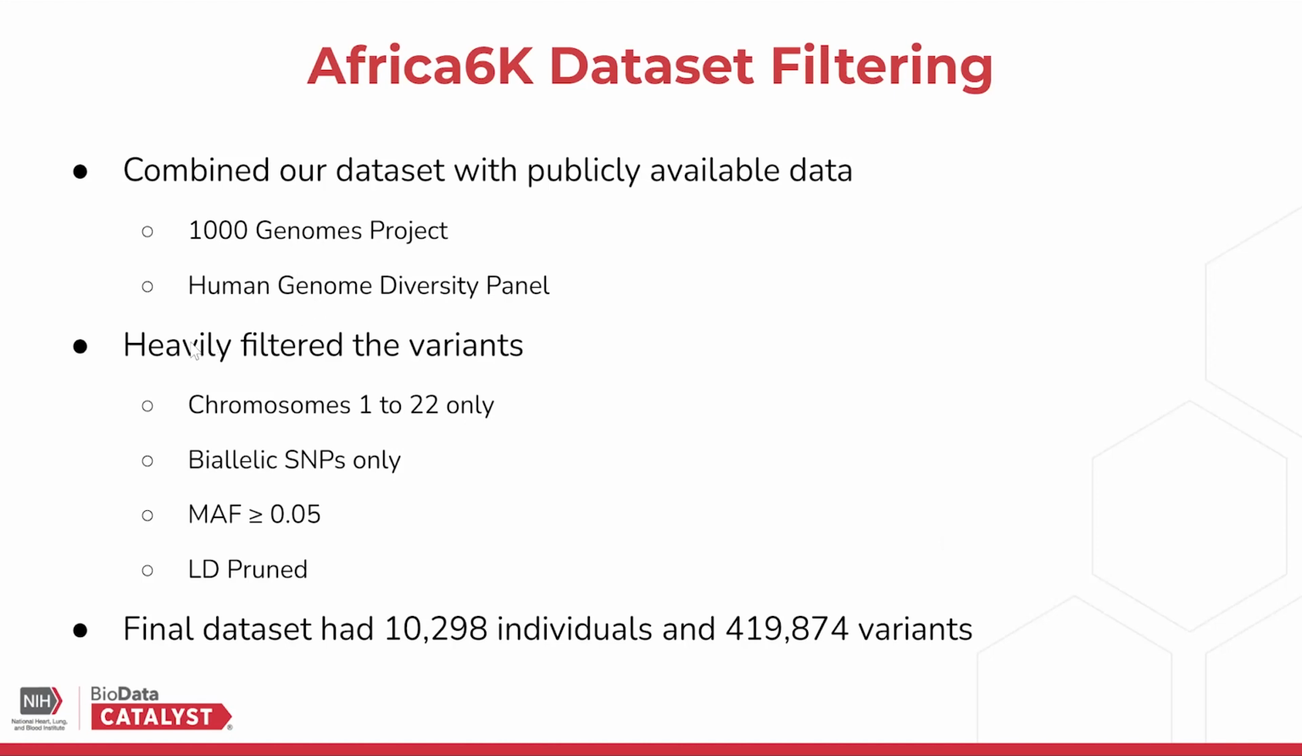We then needed to heavily filter because this data set had over 10,000 individuals and millions upon millions of genetic variants, which would make the admixture algorithm take an incredibly long amount of time. Therefore, I restricted my analysis to only chromosomes 1 to 22, as well as only biallelic SNPs, and I also required that the minor allele frequency was greater than or equal to 5%. And then I also LD pruned the data. This shrunk the data set down to only about 419,000 variants, which is on a much better scale for admixture to be able to finish in a reasonable time.